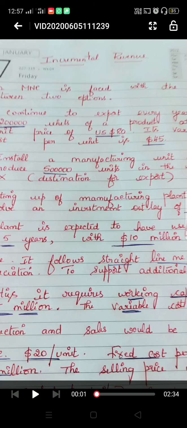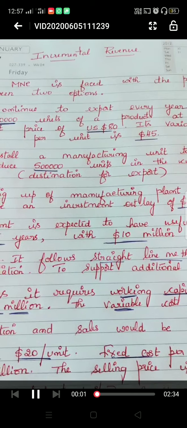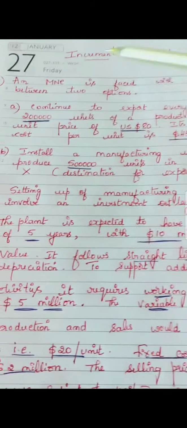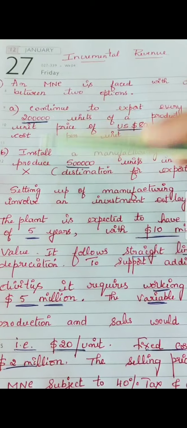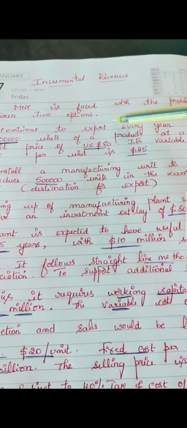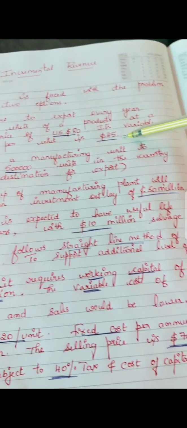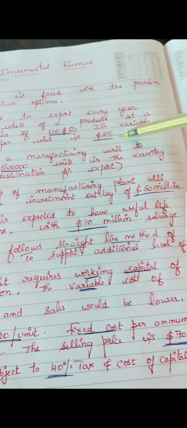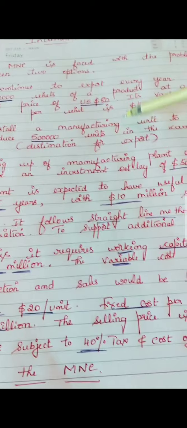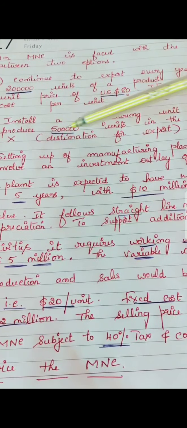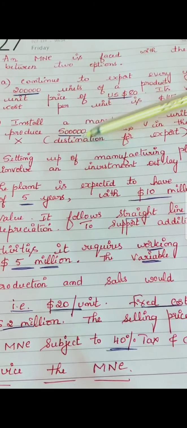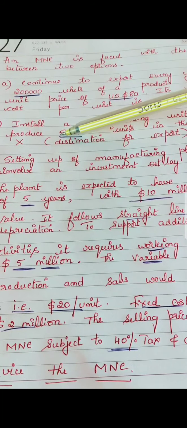So I've given you a problem and have underlined all the important points in the question. Incremental revenue: an MNC is faced with two options. One is export, another one is manufacturing. In the case of export, they are exporting 2 lakh units at $80 per unit. Next, the variable cost per unit is $45. The second option is installing a manufacturing unit, and they will produce 5 lakh units. In this case it is 5 lakh units, and exporting is 2 lakh units.